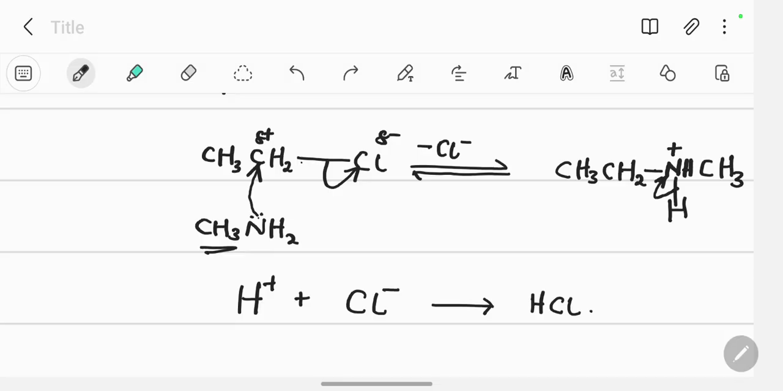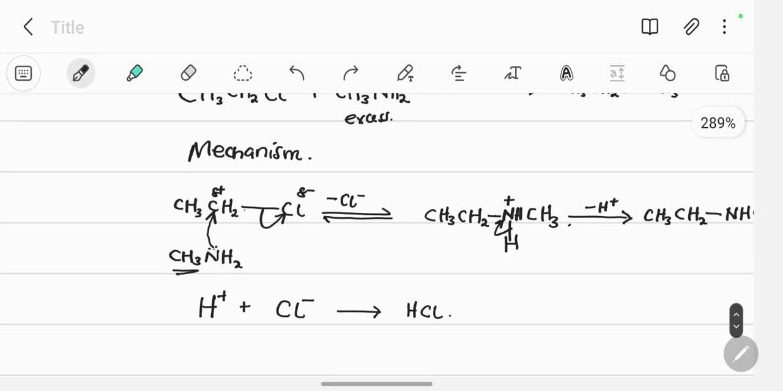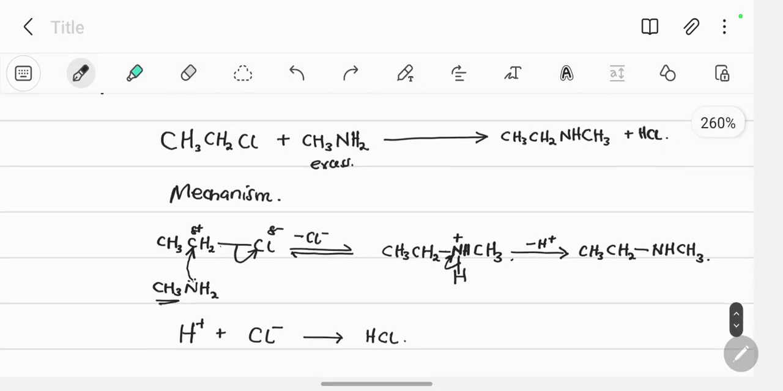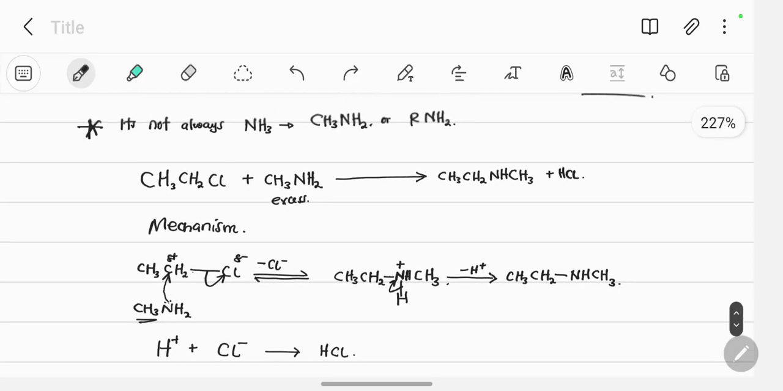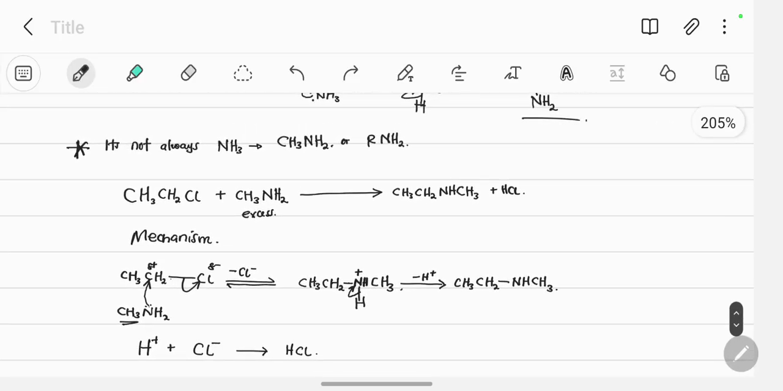So this is the mechanism. And we formed a secondary amine. We formed the secondary amine.